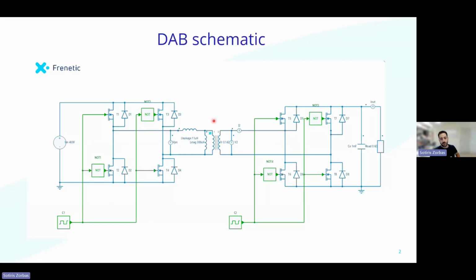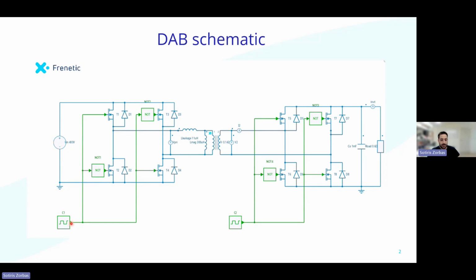Sorry for being that abrupt, but I guess I can share my screen. So let's go into the topic. This is the very basic schematic of a dual active bridge that people should be familiar with. We have two full bridges in this topology, and we connect those two bridges with a transformer and maybe an inductor in series. And that's pretty much it.